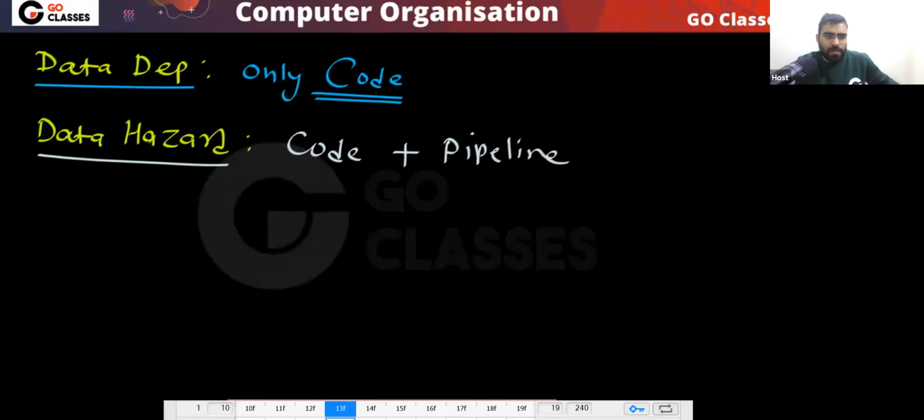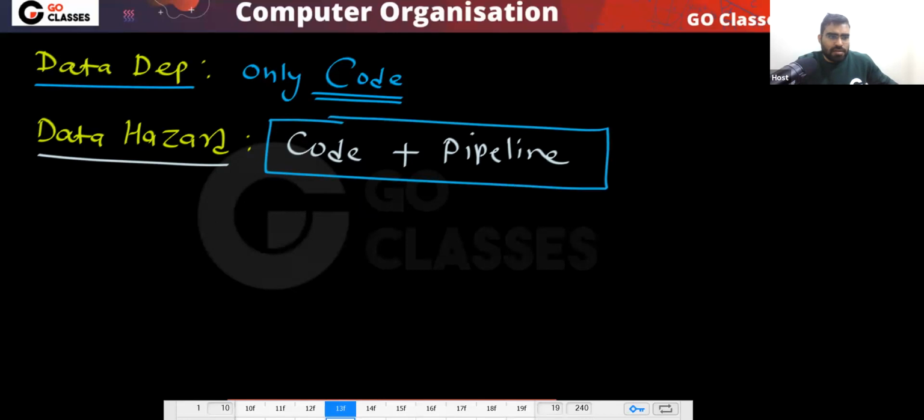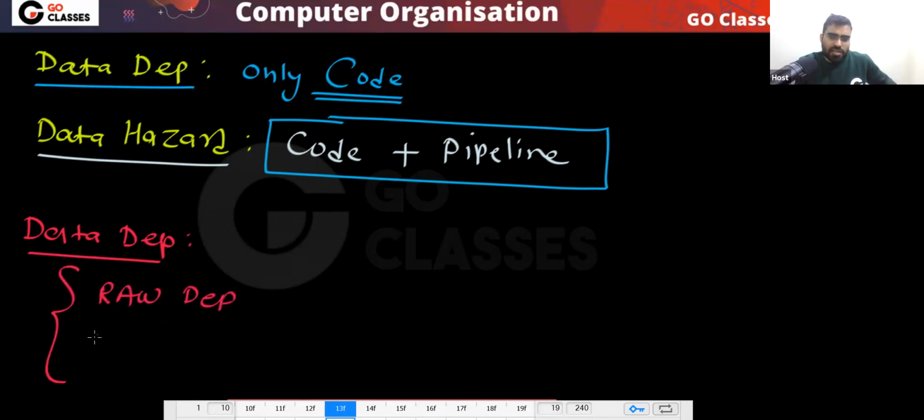Now tell me one thing. How many data dependencies are possible? There are three types of data dependency possible. One is RAW, read after write dependency. Another is WAW, write after write dependency. And another is WAR, write after read dependency.